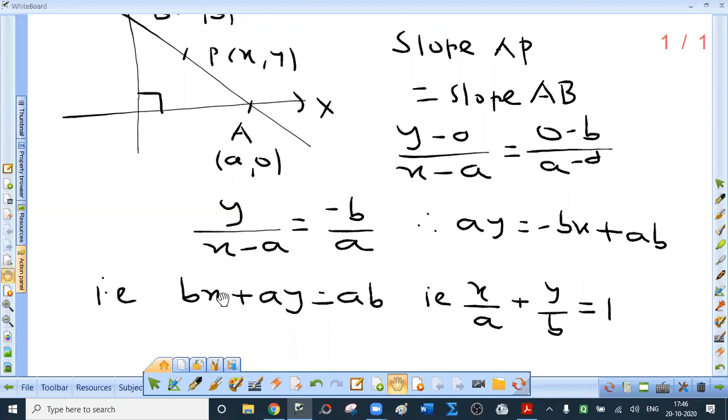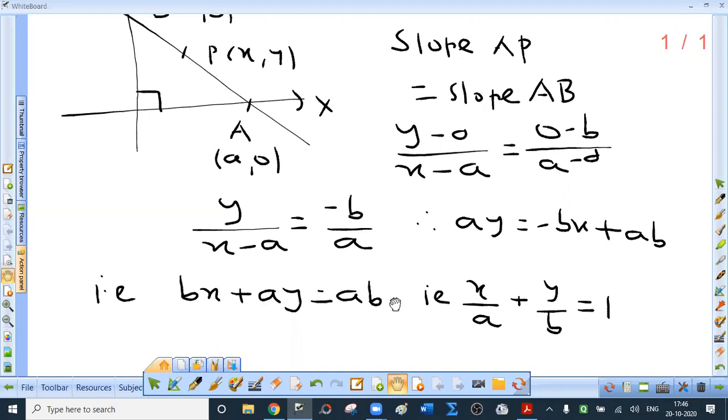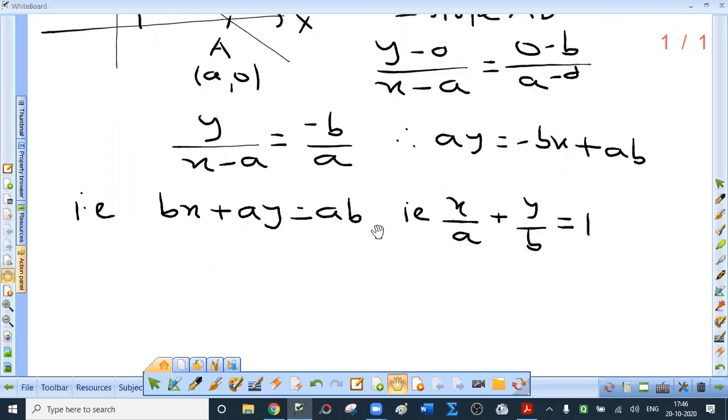Now you will say, can we remember equation in this form? That is not wrong, but if you divide throughout by AB, that gives you x upon a plus y upon b equal to 1. So this is equation of line in which form? Double intercept form.